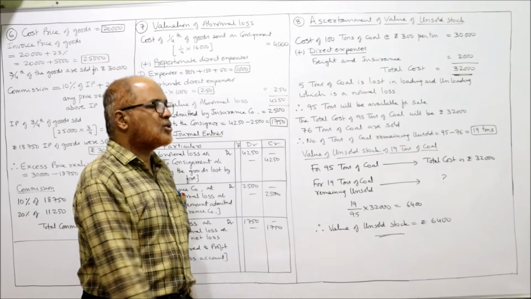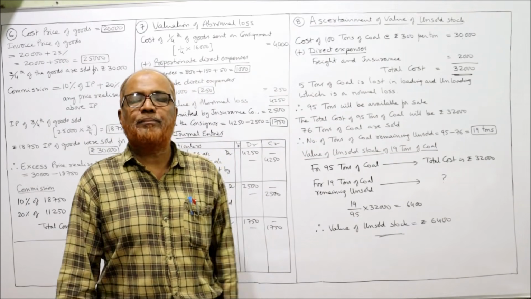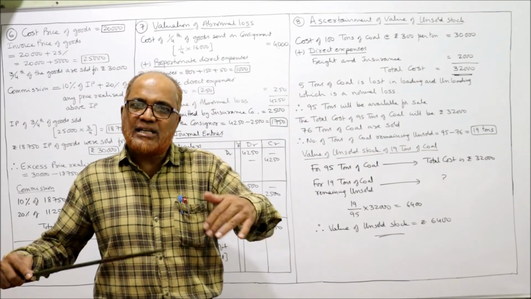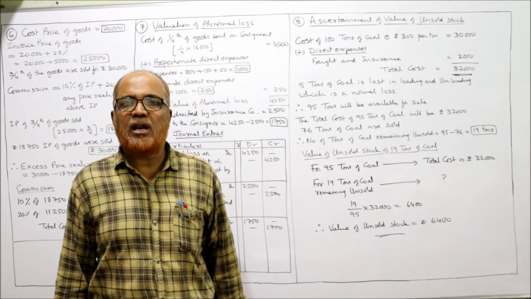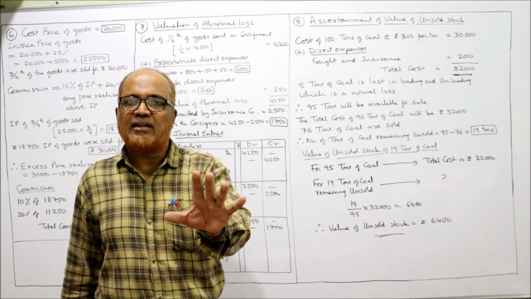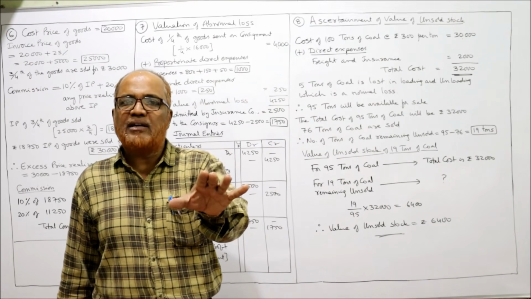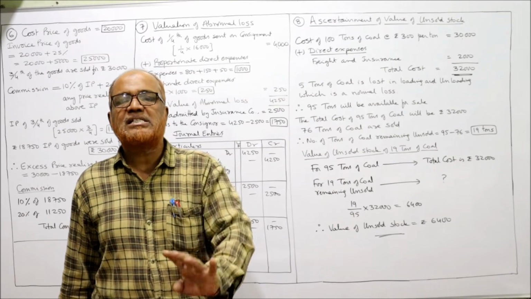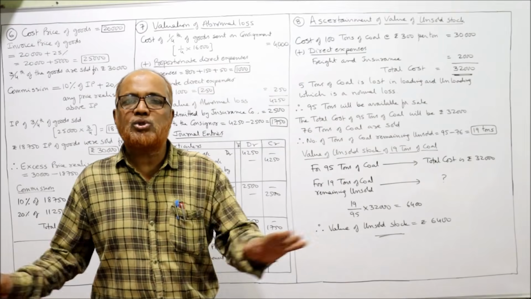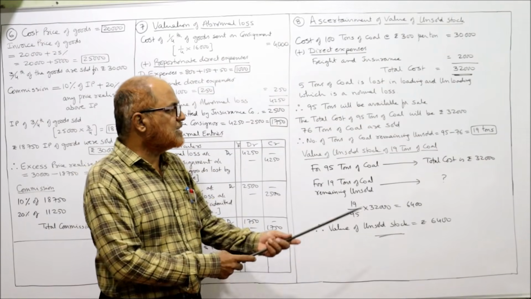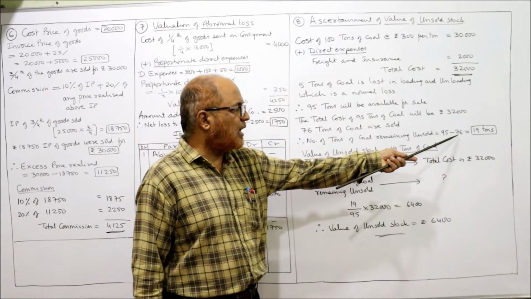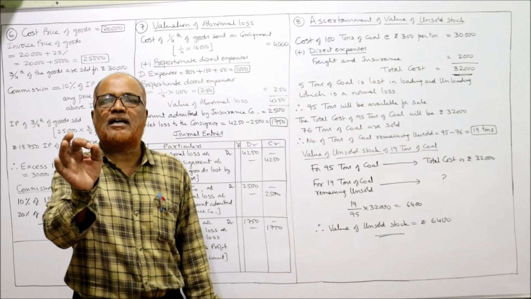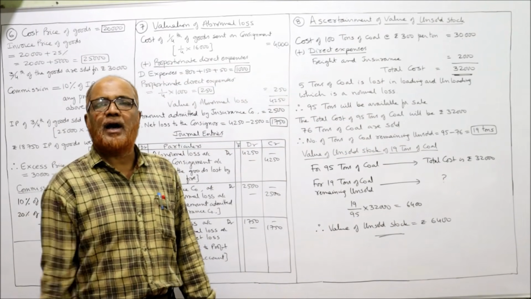76 tons of coal are sold. It is given in the problem. The consignee has already sold 76 tons. So how many tons of coal are remaining? Totally 95 tons of coal. Out of 95 tons of coal, 76 tons of coal are sold. So remaining will be 19 tons. Number of tons of coal remaining unsold is 95 minus 76. 19 tons of coal are remaining unsold.